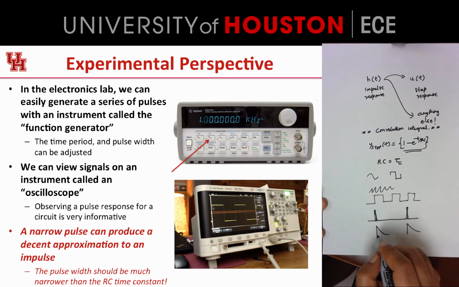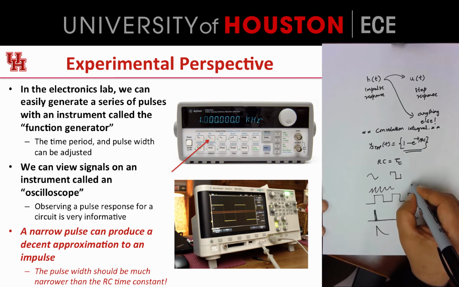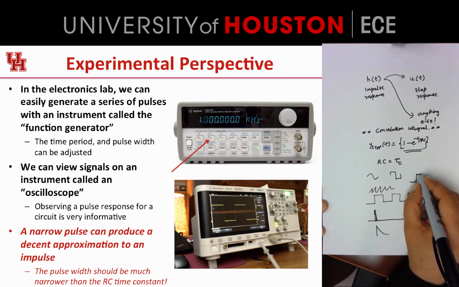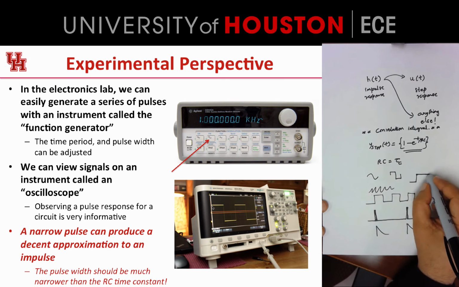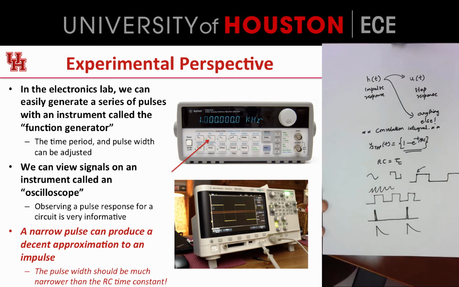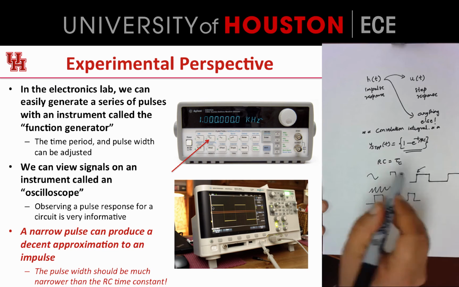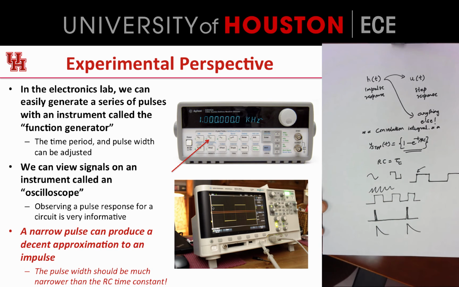Now, at the same time, what you can also do is give a unit step-like input, which means a very broad pulse, and see how the circuit responds to this step. And from that, you can deduce the impulse response by differentiating it. So these oscilloscopes are very, very useful things, and so are signal generators.